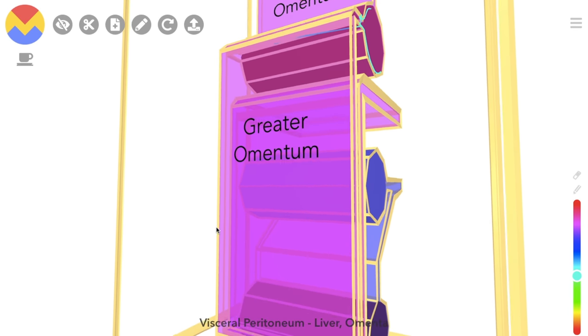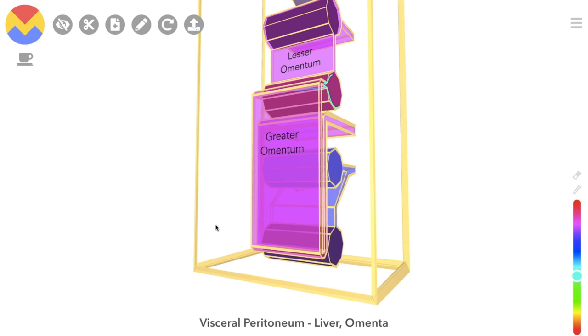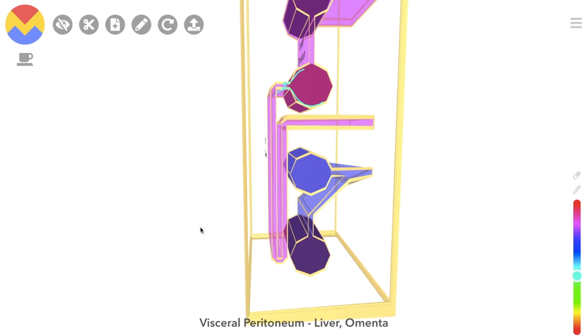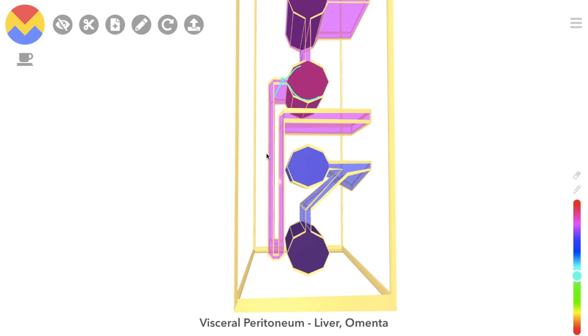And the greater omentum extends down like so. It then folds up, moves over the large bowel to become continuous with the parietal peritoneum of the posterior abdominal wall.